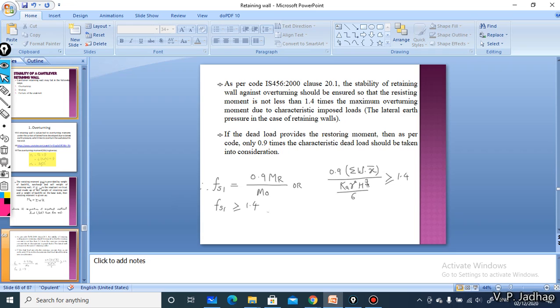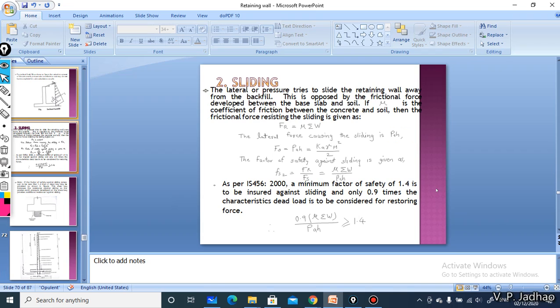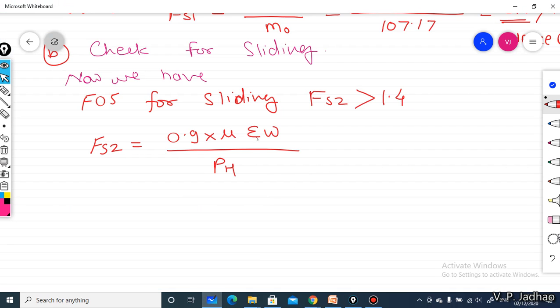The formula is written here. The factor of safety for sliding is given by this particular formula, that is 0.9 mu summation of W divided by pH. This should be more than or equal to 1.4. This is the factor of safety for sliding. So just put the values. We get 0.9 multiplied by mu. We have already been given the value of mu as 0.5, so 0.5 multiplied by summation W.